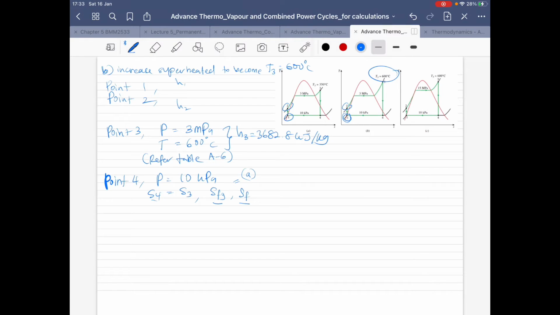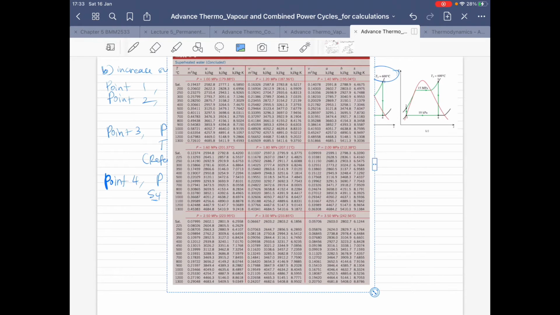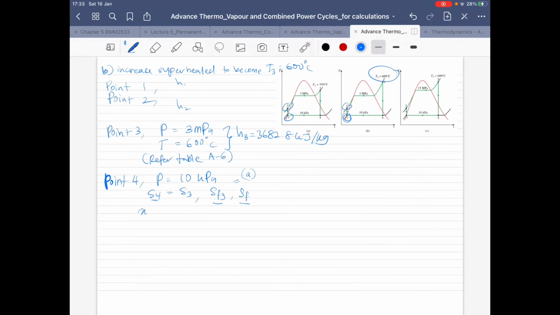But S4 has changed. Why? Because S4 follows S3. So the entropy at S3, where does it show? It's here, S3. It is 7.5, so it is different from before. X4 equals S4 minus Sf over Sfg. Remember that Sf is the entropy. Then you get the value of X4, and then you calculate H4.